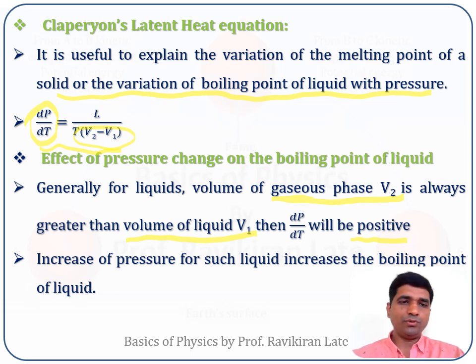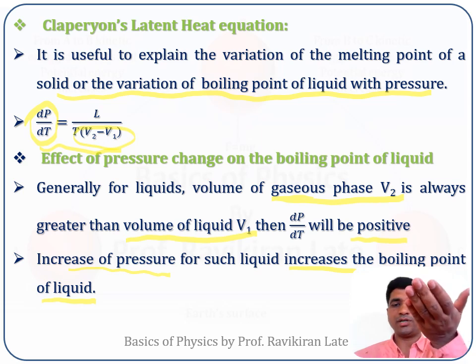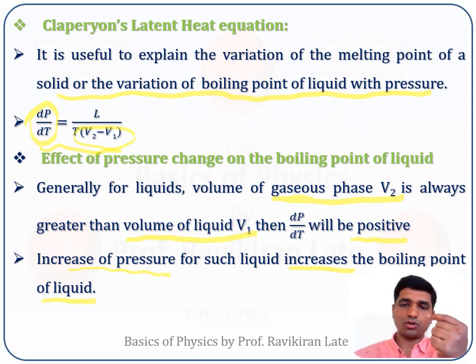It means if you increase the pressure, the boiling point of the liquid has to increase. That is, dP by dT in that case is positive. In short, dP is directly proportional to dT. If you increase the pressure of a liquid, then the boiling point of that liquid will increase. It is applicable for such kinds of liquids which undergo expansion when going from the liquid phase to the gaseous phase, and this happens for almost all materials when transferred from the liquid phase to the gaseous phase.